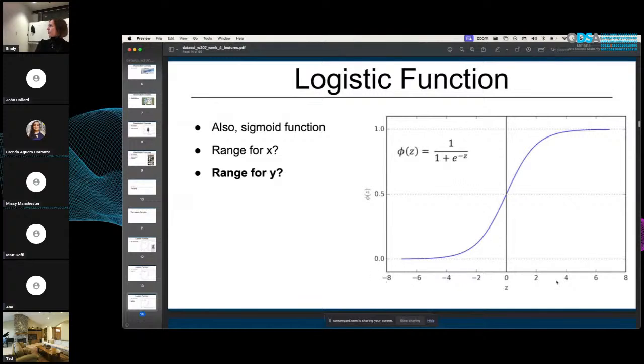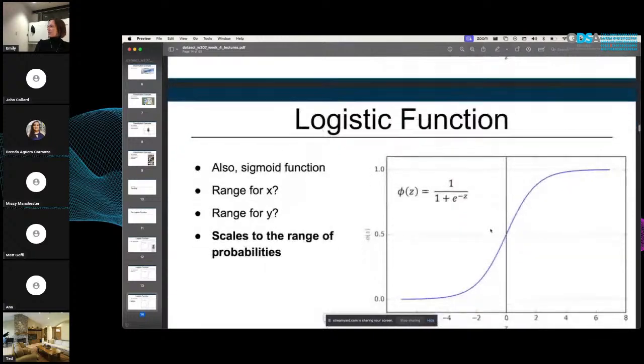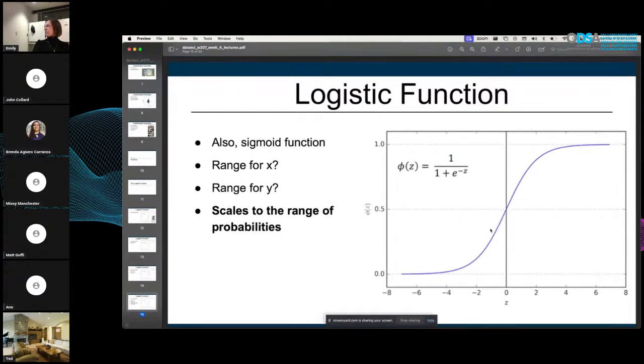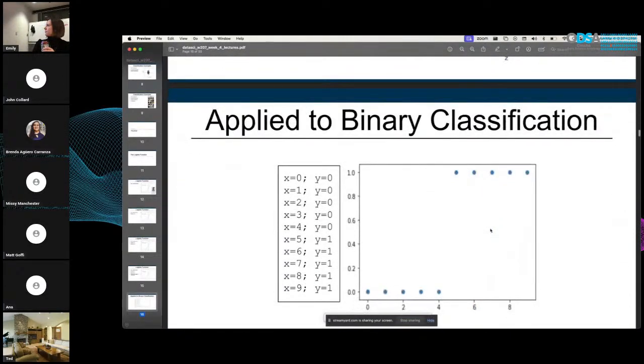So the inputs go from negative to positive, but the outputs, it bounds the outputs to this probability between 0 to here in the middle, this is 0.5, and all the way up here is 1. So all the values that fall between 0 and 1, that's our output for y. So essentially, the logistic function scales a range of x input numbers to a range of probabilities, because everything between 0 and 1, that's how we get our deciles, 0.1, 0.2, 0.9 probability.